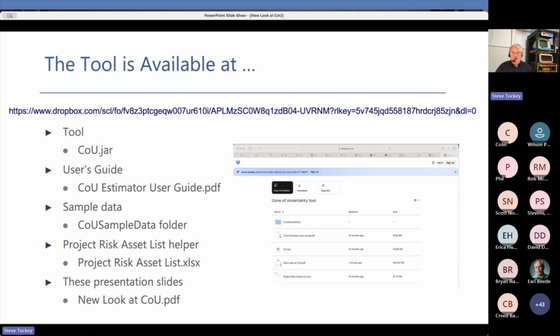But at that Dropbox URL, you will find the tool itself. It's a Java archive named COU.jar. There's a user's guide for how to use the tool, COU Estimator User's Guide.pdf. There is some sample data. You will find the 6 organizations. There's also some synthetic, manufactured data that we use for testing. There's an XLS spreadsheet tool helper that I'll talk about in a while. And then there's a PDF of the slides that we're using here. So all of that is available at that URL. You can go grab it and use it.